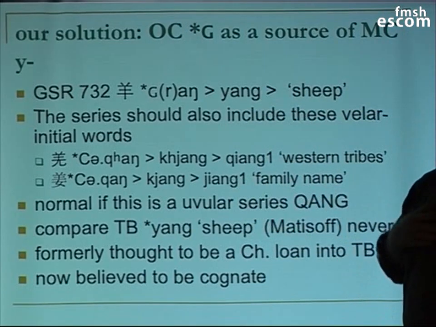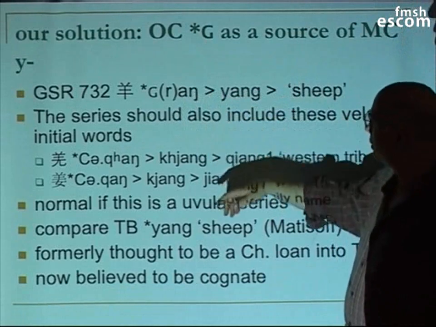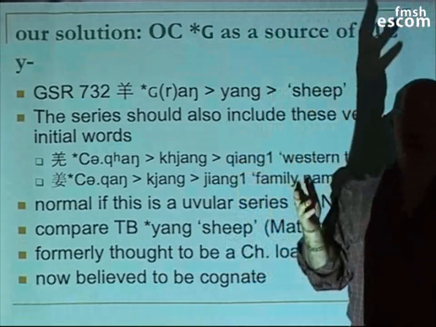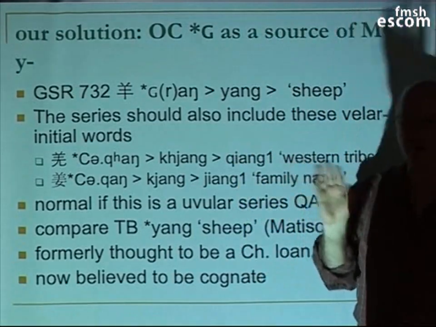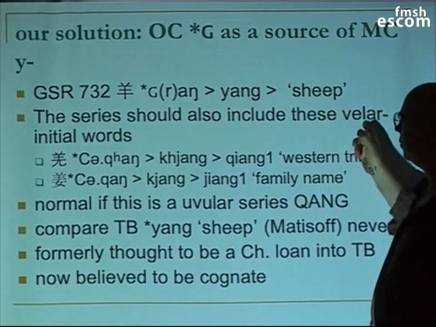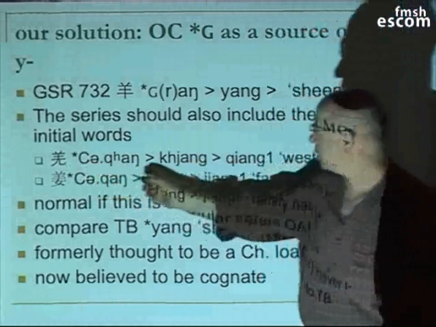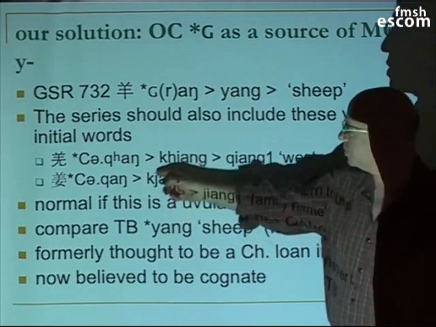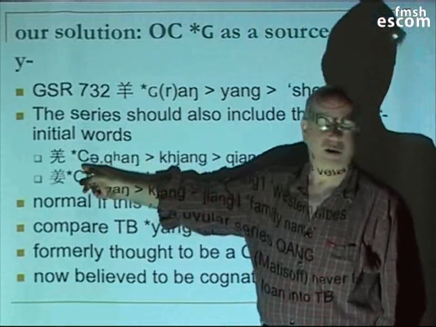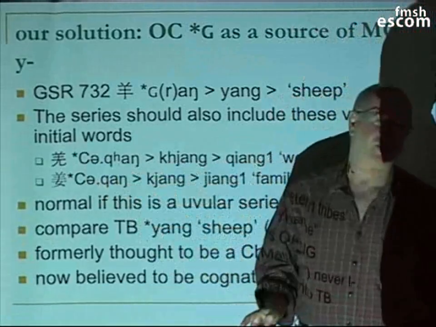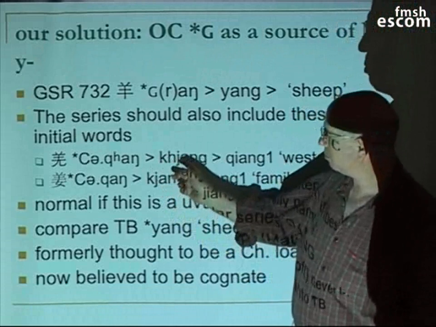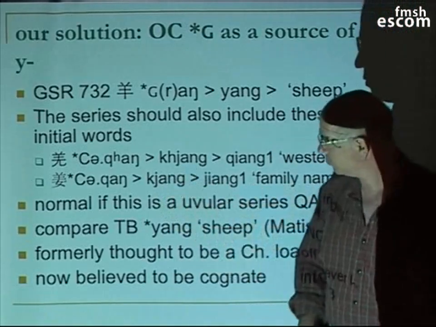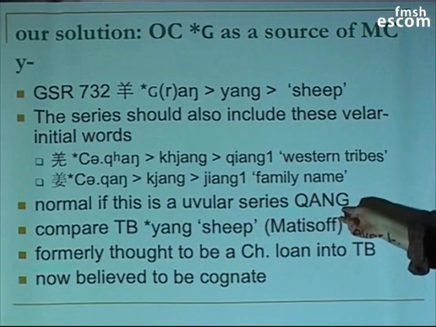But if we are right that the series is uvular, then we should also find some other laryngeals, like glottal stop or X. There are no glottal stop or X, but we do find velar initials. We find qiang and jiang. Our interpretation for these is that we have this iambic presyllable that falls, but not before changing the uvular to a K. So this is normal if the series is a kang series.